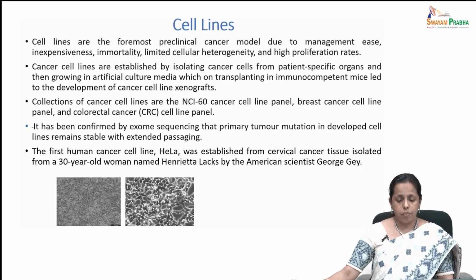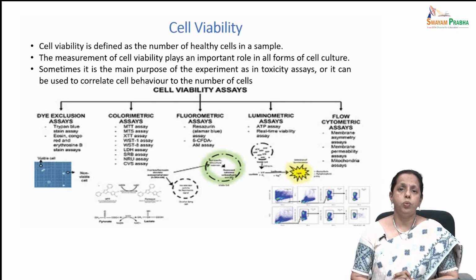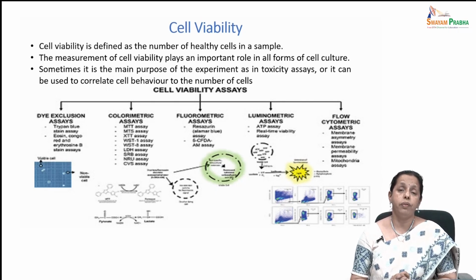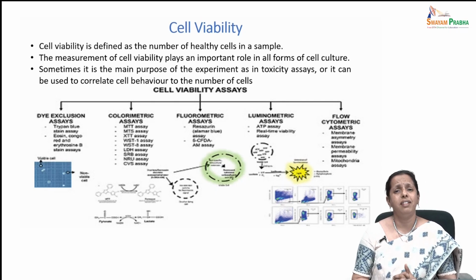So the primary tumor mutations can be determined by primary exome sequencing. As mentioned before, HeLa was first established from a 30-year-old woman, Henrietta Lacks, by the American scientist George Way. So this is a very important landmark as discussed in our previous slide. So what do we do with these cell lines? How do we make them relevant to cancer drug discovery?